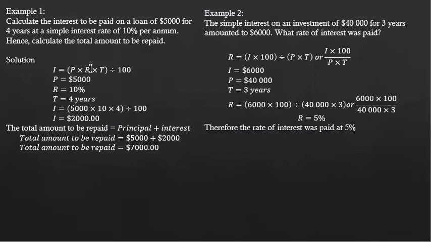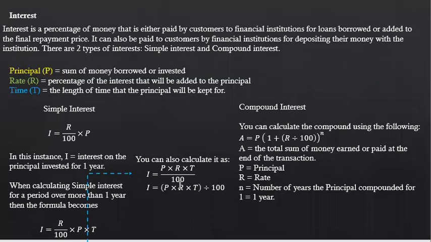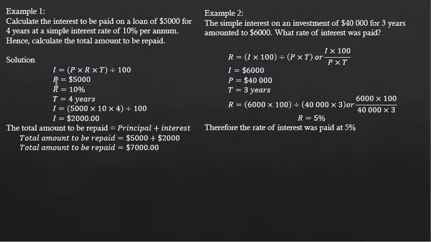So let's look at these examples for simple interest. Calculate the interest to be paid on a loan of $5,000 for 4 years at a simple interest rate of 10% per annum. Hence, calculate the total amount to be repaid. So we want to plug in all our values from our formula here. Our principal is 5,000 because this is the amount the loan was in. Our rate is 10% because they say the interest rate is 10%. Our time is 4 years, so we have 4 years to pay back the loan.